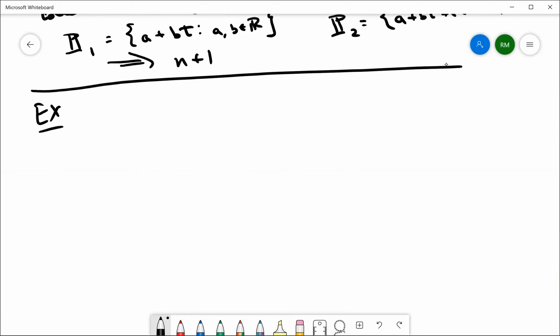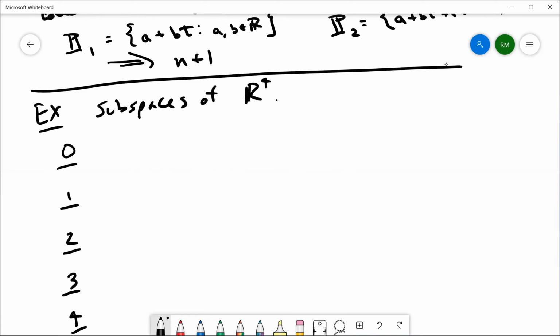Okay, so I want you to do another example. Let's look at subspaces of R4. I want you to find the 0-dimensional subspaces, the 1-dimensional subspaces, the 2-dimensional, 3-dimensional, and the 4-dimensional. So go ahead and pause the video and think about what are the 0-dimensional subspaces, 1-dimensional subspaces, etc.